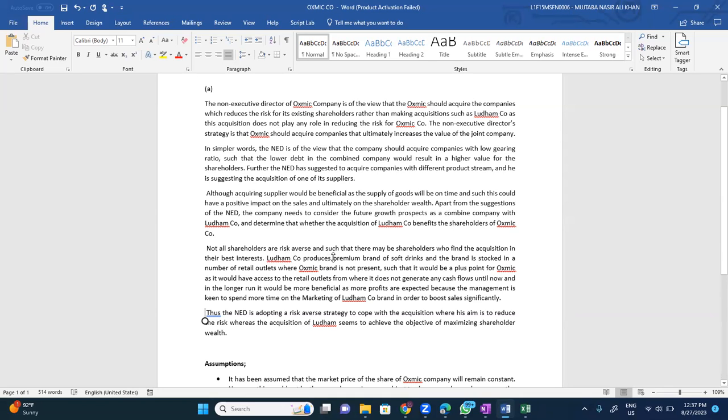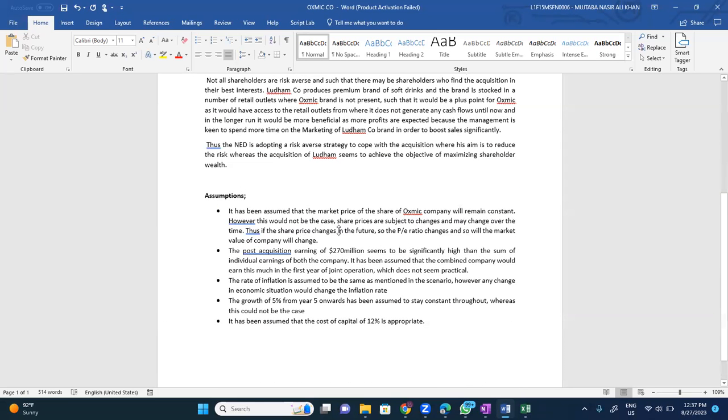Not all shareholders are risk averse, and there may be shareholders who find the acquisition in their best interest. Premium brand is ordering and the brand is tagged to the number of retail outlets. Okay, good. He is adopting a risk averse strategy to cope with the acquisition, where his aim is to reduce risk. He seems to achieve the objective of maximizing shareholder wealth. Okay. Do not write the bullets. Remove the bullet points and write in paragraphs.